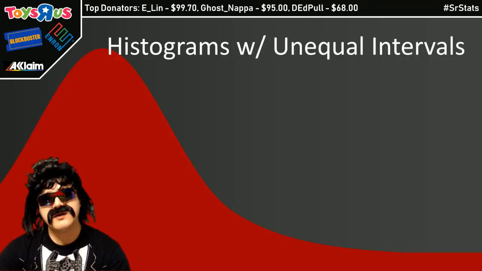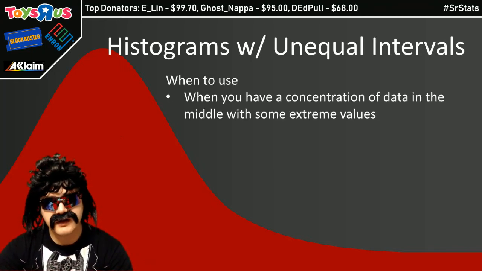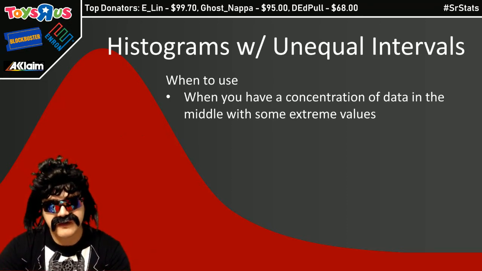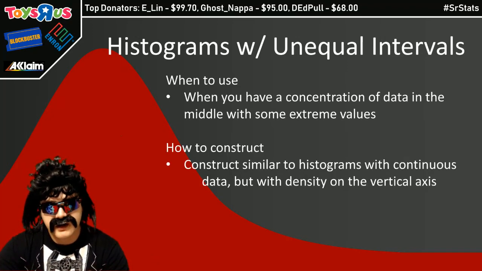Now, we also will have histograms with unequal intervals. This is when you have a concentration of data in the middle with some extreme values. This is something that will rarely happen, but you might end up seeing it. So how do you construct it? Construct it similar to histograms with continuous data, but with a density on the vertical axis.